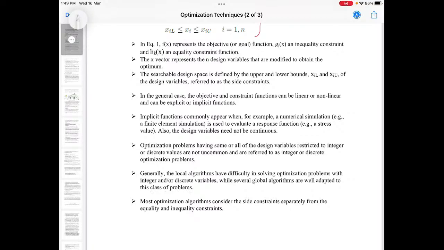Most optimization algorithms consider the side constraints separately from equality and inequality constraints. As I have told earlier, other than equality and inequality constraints, we have what are called side constraints. These are apart and separate from equality and inequality constraints. Actually, the meaning of constraint is to set a limit. There is a limit, and we will understand what is meant by constraint by quoting an example.